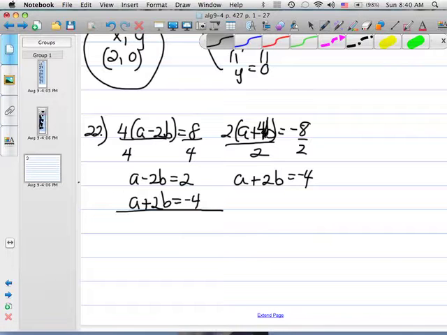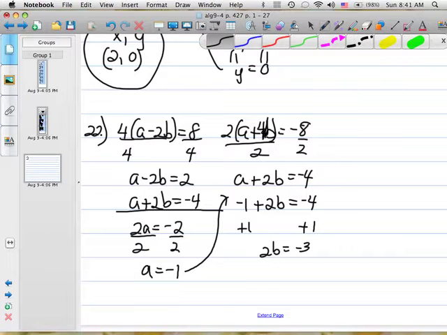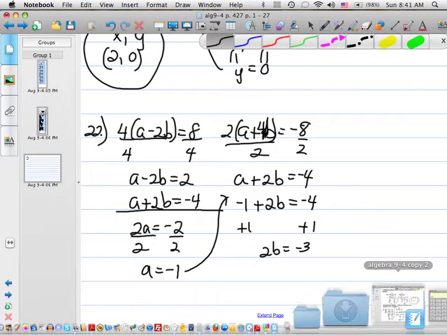And these will go out, so I get 2a equals negative 2. Therefore, divide by 2, a is negative 1. Then I could substitute it in here. Negative 1 plus 2b equals negative 4. Add 1 to both sides. I get 2b equals negative 3. And I, again, have something wrong here. Let me see if I can find it.